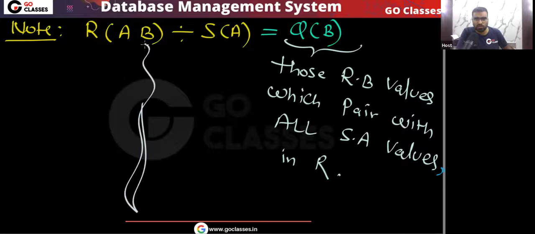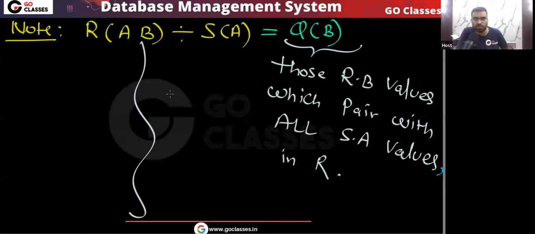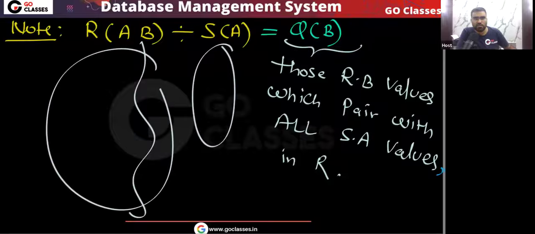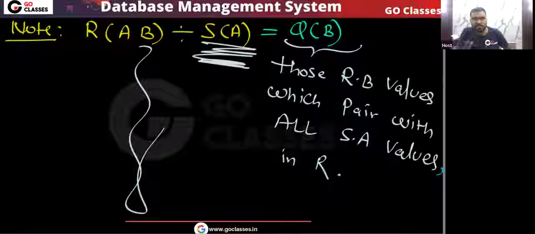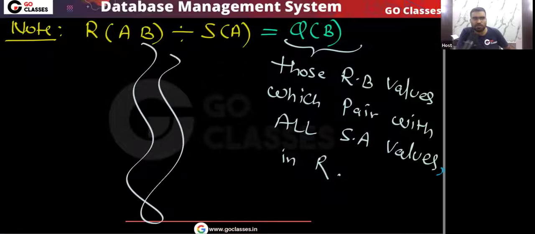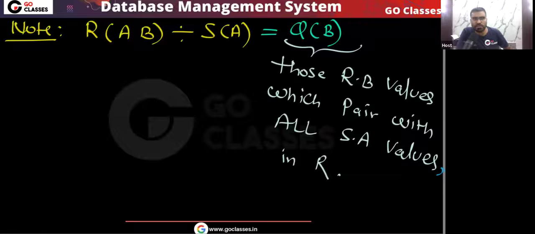Okay, the result will have those B values which pair with every S.A value in R. That's it. So this is the division operation, very easily you can see. Now let's see these two examples. A lot of examples I am taking.